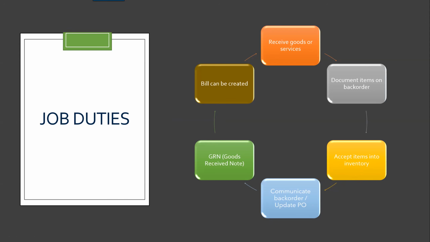You also have GRN, and so this is goods received notes. And this is just the record of the receipt of stock. And this record is used to confirm all goods have been received, and often this is compared to the purchase order before a payment can be issued. And then finally, we get to create our bill.